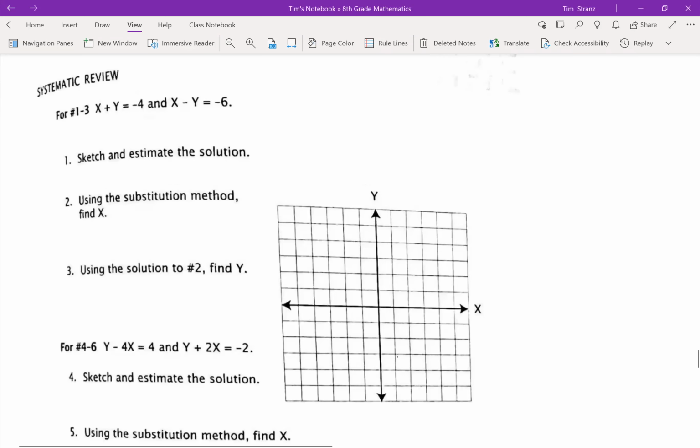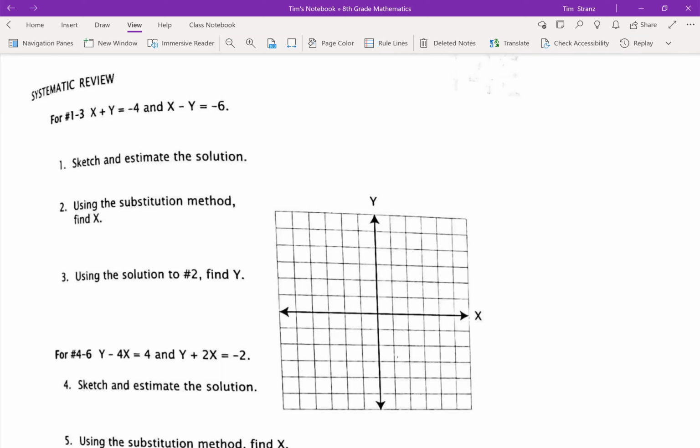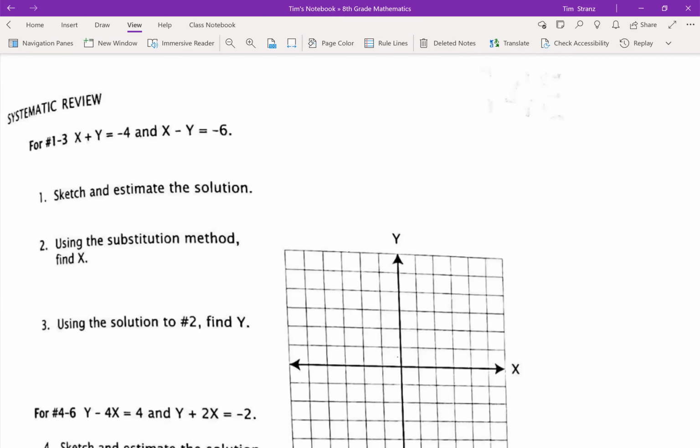For numbers 1 through 3, they give us two equations: x plus y equals -4, and x minus y equals -6. I'm going to change one of those into slope-intercept form first, doesn't matter which one. I'll change the first one, x plus y equals -4. To get y equals mx plus b, I'm going to subtract x on both sides, which leaves y equals -x minus 4.